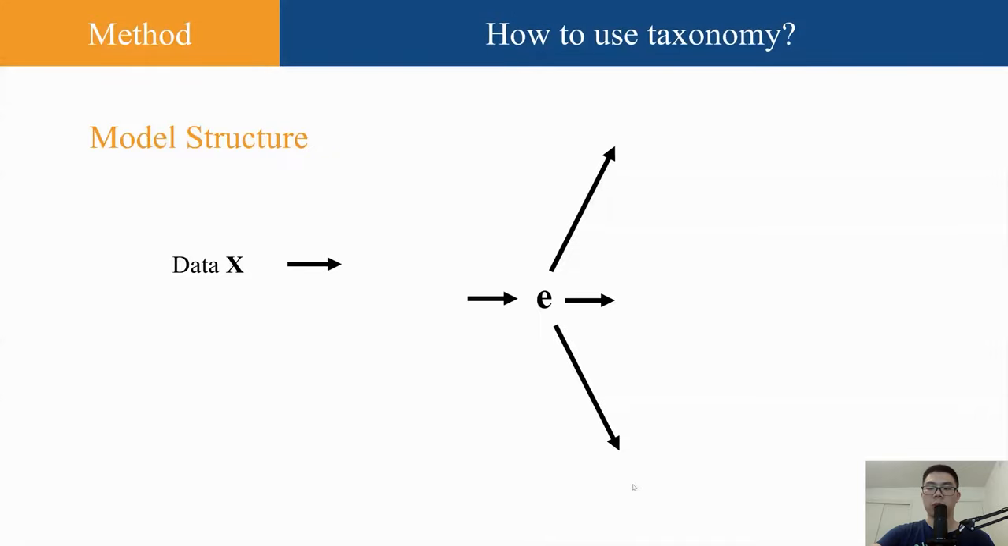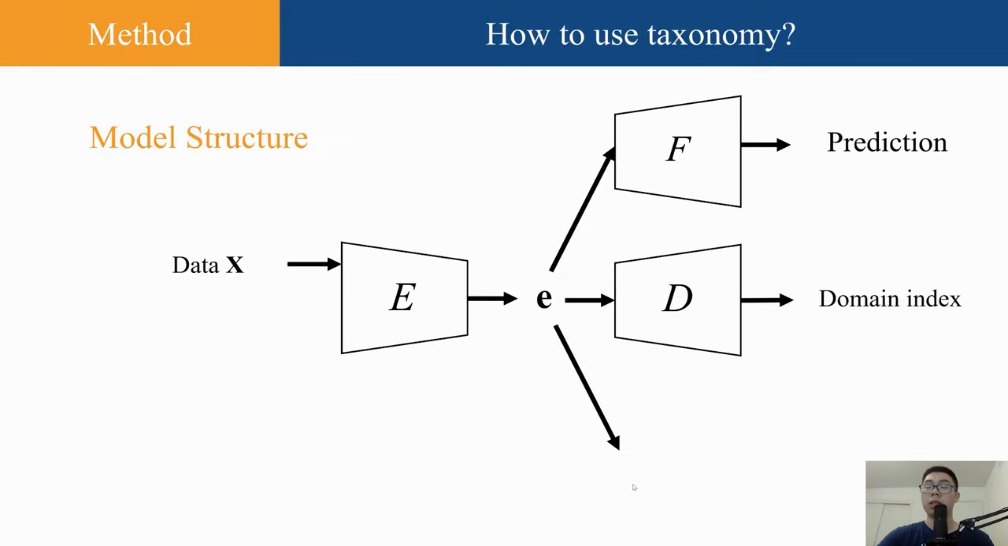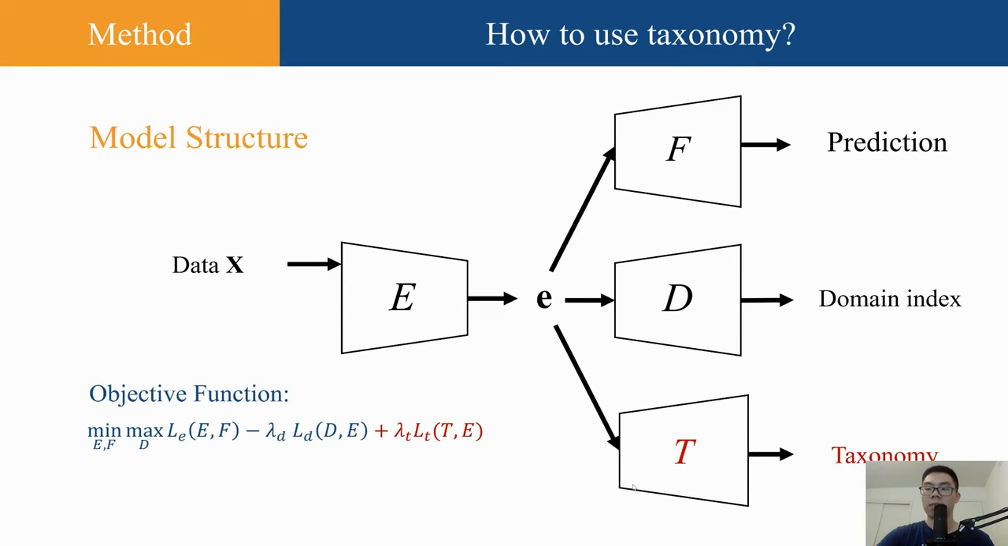Our full model is shown here. Our model follows the adversarial learning framework with encoder E, predictor F, discriminator D, and taxonomist T playing a min-max game. Here, LE, LD, and LT refer to predictor loss, discriminator loss, and taxonomist loss, respectively.